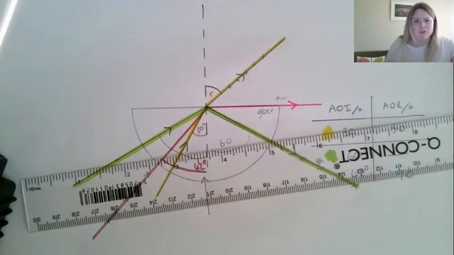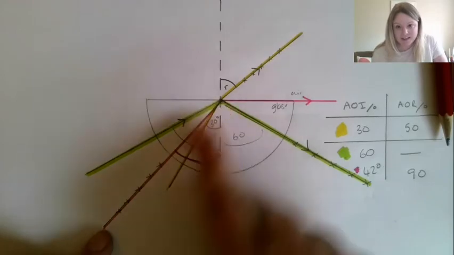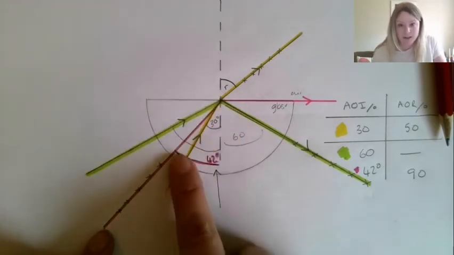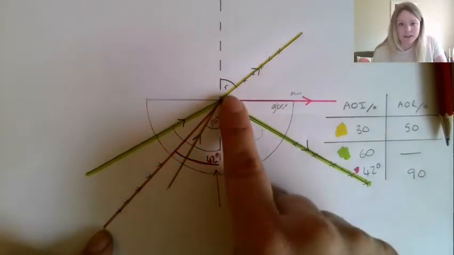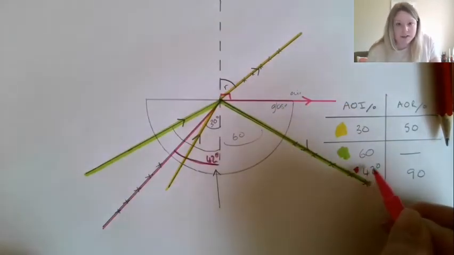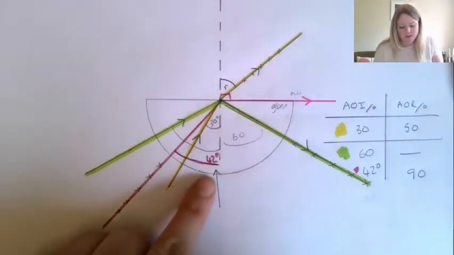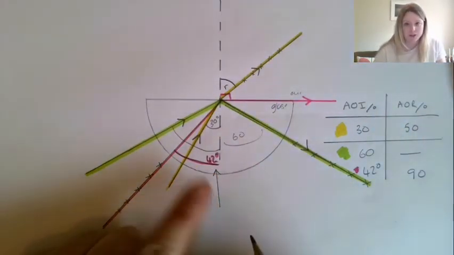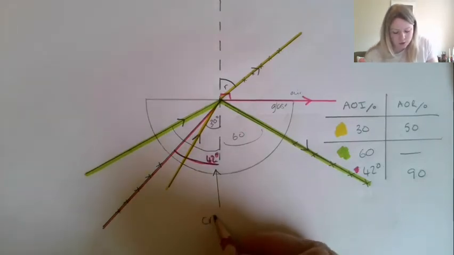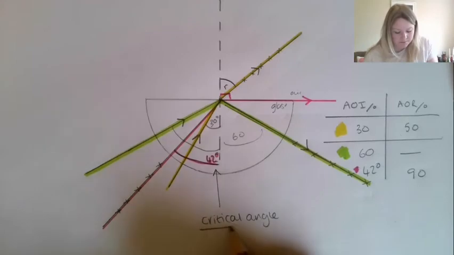Okay, I can turn this off and put the lights back on now. So this incident ray here, which has an angle of incidence of 42 degrees, gives us an angle of refraction of 90 degrees. So it's the one I've marked in pink. Your colours obviously don't have to match mine. Now, this wee angle here has a special name. It's called the critical angle. Make a note of that, please.